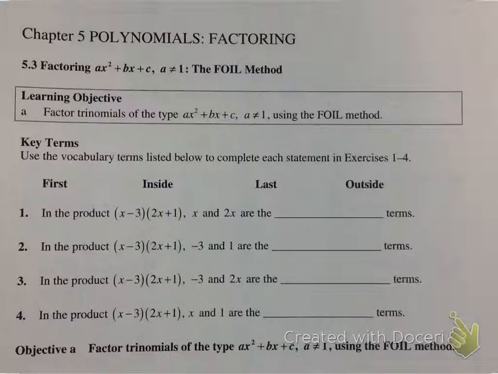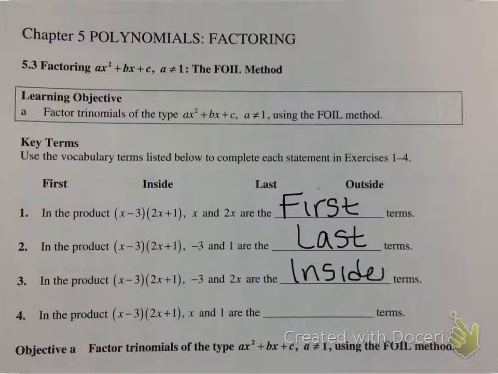So in number 1, in the product, x minus 3 times 2x plus 1, x and 2x are your first terms. Negative 3 and 1 are your last terms. Negative 3 and 2x are your inside or inner terms. And x and 1 are your outside or outer terms.